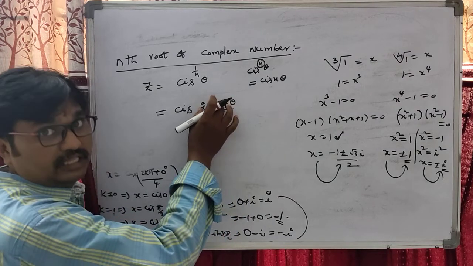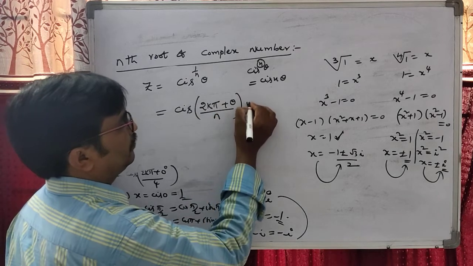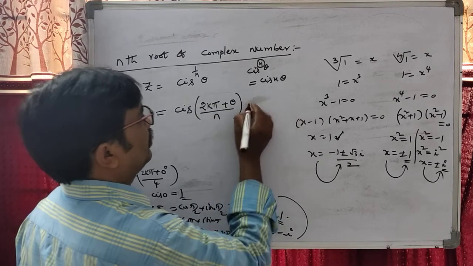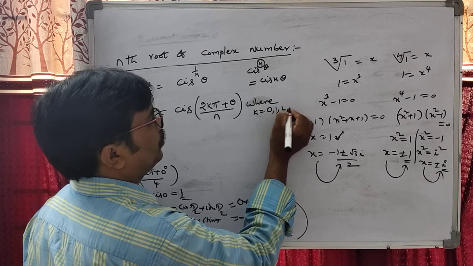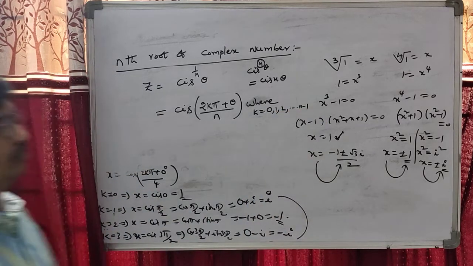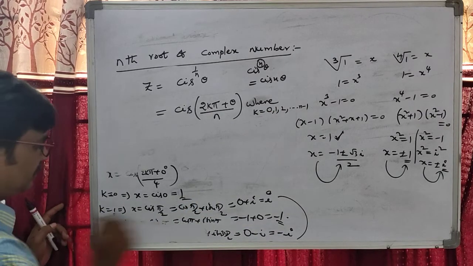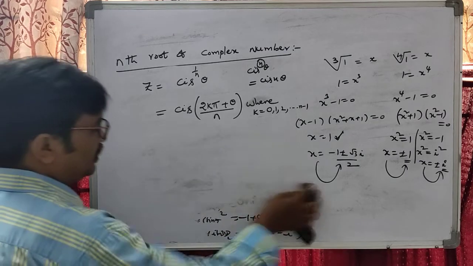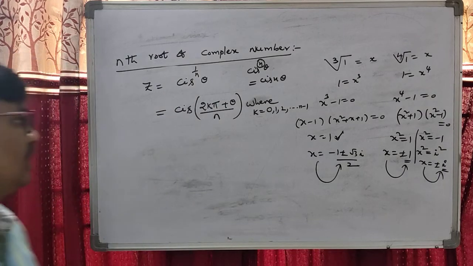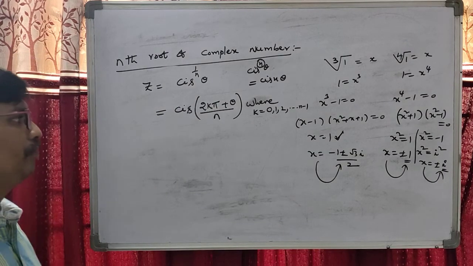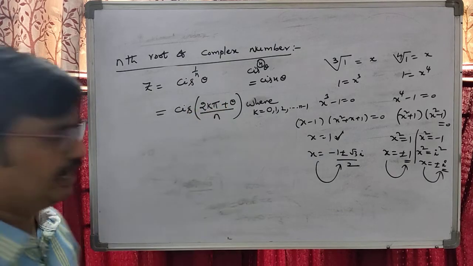2k pi, we know this is nothing but the first quadrant. So (2k pi plus theta) by n, where k is 0, 1, 2, 3 and so on up to n minus 1. Do you understand, students? The formula is cis power 1 by n theta equal to cis of (2k pi plus theta) by n. Okay students.